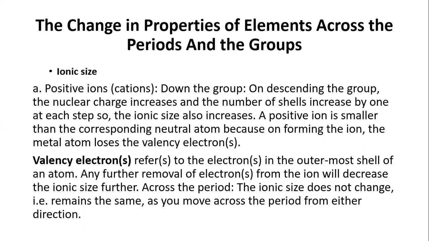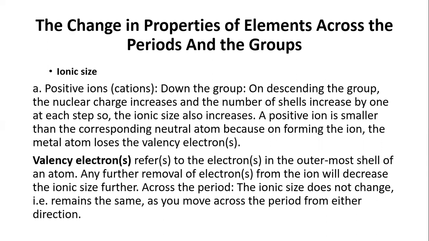Let's see the ionic size, starting with the positive ions, known as the cations. Now, on descending the group, the nuclear charge increases and the number of shells increases by 1 at each step. So the ionic size also increases as you move down the group.